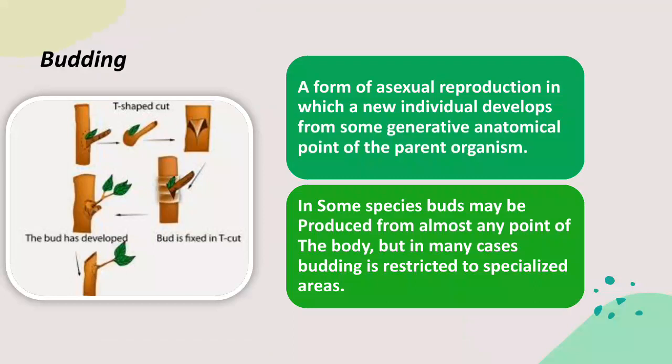Budding, a form of asexual reproduction in which a new individual develops from some generative area. In some species, buds may be produced from almost any point of the body, but in many cases budding is restricted to specialized areas.